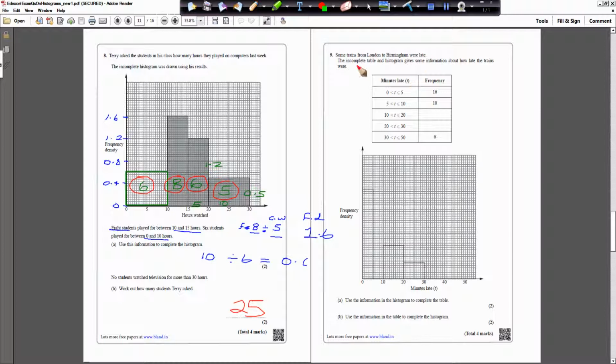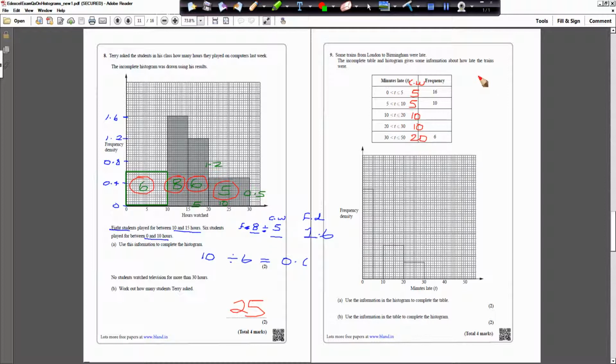So, first of all, some context for number 9: trains from London to Birmingham. What do we need to work out here? Class width. So the class width is 5, then 10 and 10, and 20 for the last one. Are we happy with those?